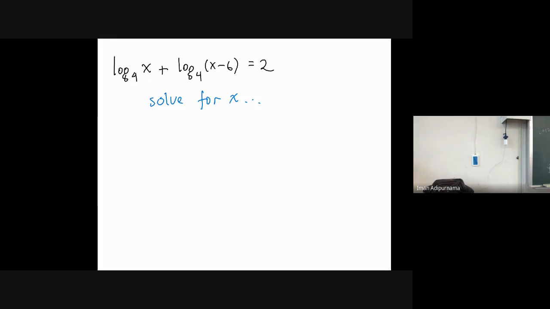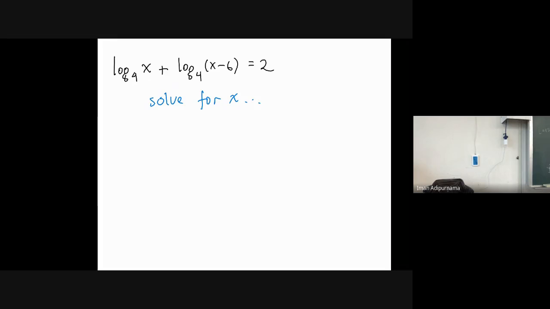So what will you do first? You have log with base 4, right? The first thing to solve in all logarithm equations: if you think that you can make the same base, make the same base. Okay, that's the first one. Make the same base. What does the same base mean?